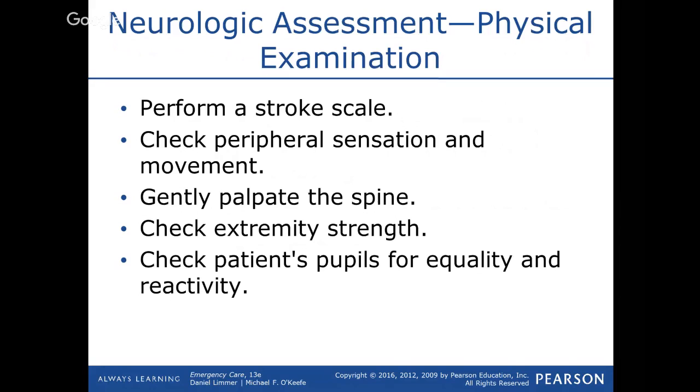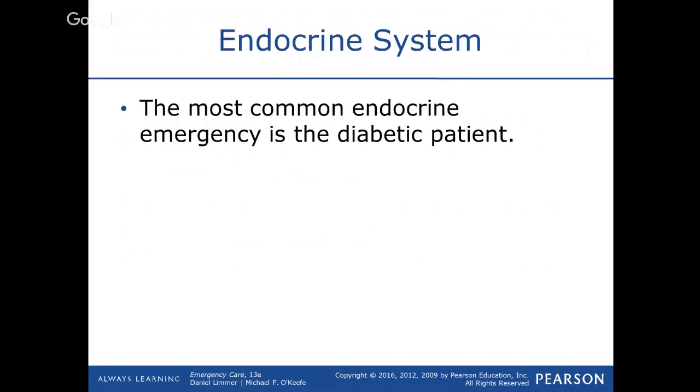Check patients' pupils for equality and reactivity. So I've already made it known that pupils are my go-to whenever I'm dealing with certain types of patients. Tells you a lot. So then I get confused whenever I'm like, oh, the pupils are normal and their blood sugar is 80 and they're still unresponsive. I don't get it now.